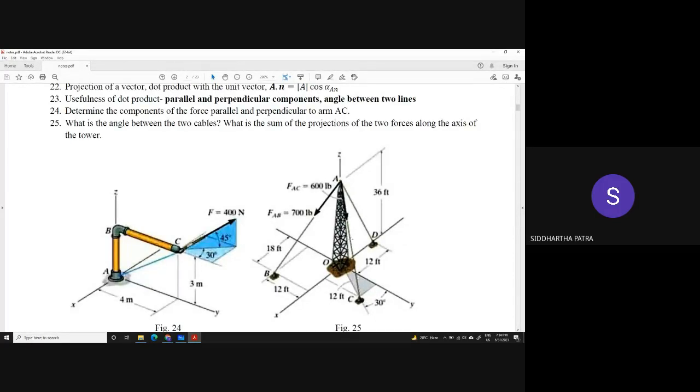But we are interested in finding out how much the angle between the 2 cables would be. For that we do not need the forces. Simply having the position vectors is good enough. So how do we get the angle?